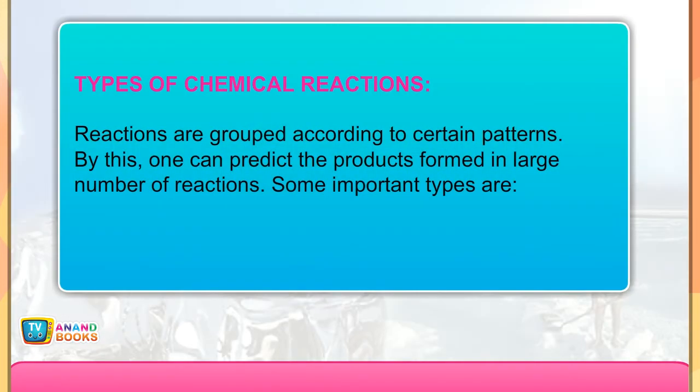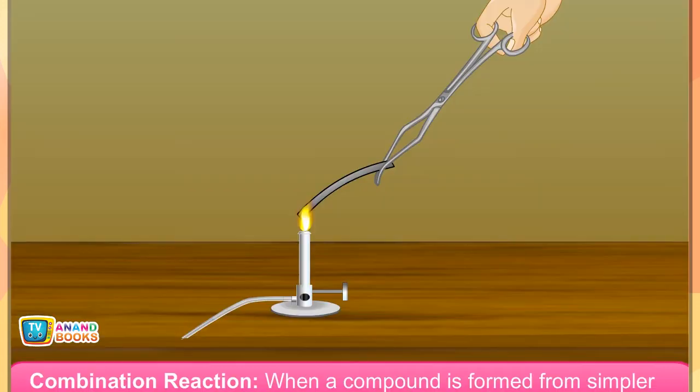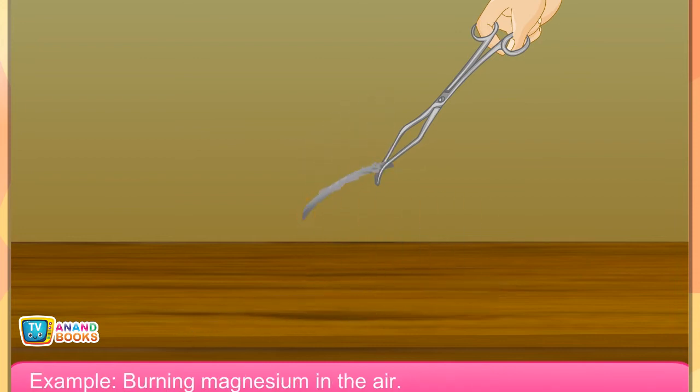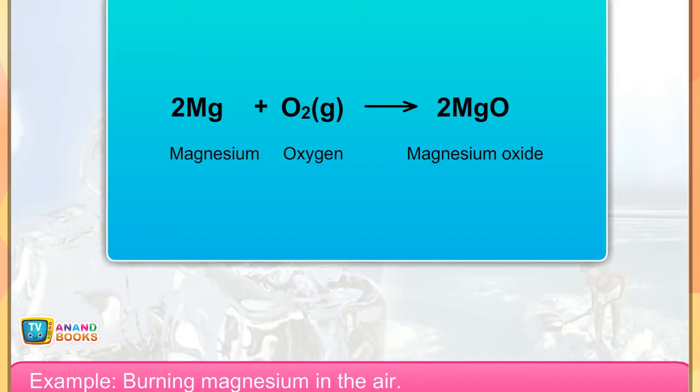Types of chemical reactions. Reactions are grouped according to certain patterns. By this, one can predict the products formed in a large number of reactions. Some important types are combination reaction. When a compound is formed from simpler substances, the reaction is called a combination reaction. Example, burning magnesium in the air. 2Mg magnesium plus O2 oxygen gives 2MgO.